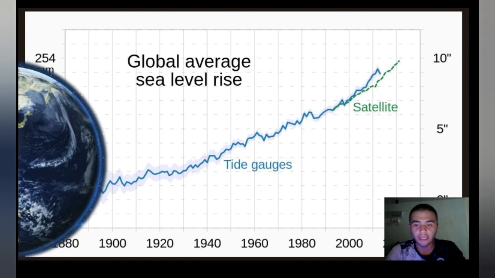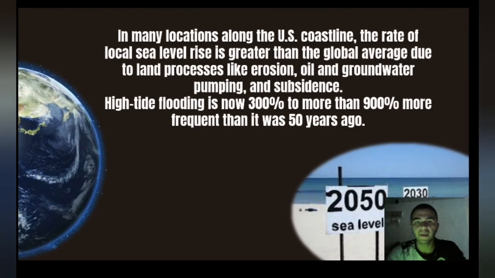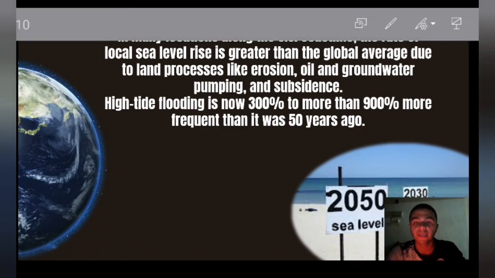In this picture you can see how the sea level is rising. In locations along the US coastline, the rate of local sea level rise is greater than the global average due to land processes like erosion, oil and groundwater pumping, and subsidence. High tide flooding is now 300% to more than 900% more frequent than it was 50 years ago.